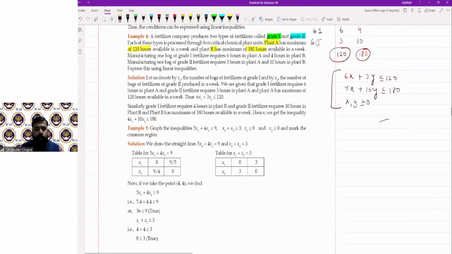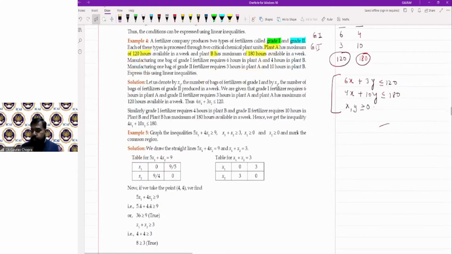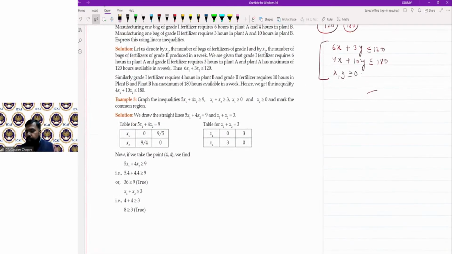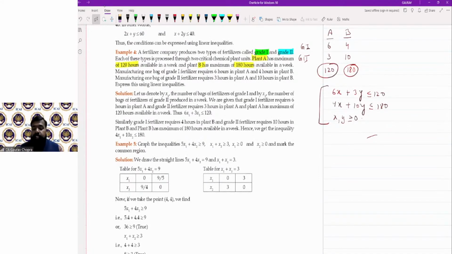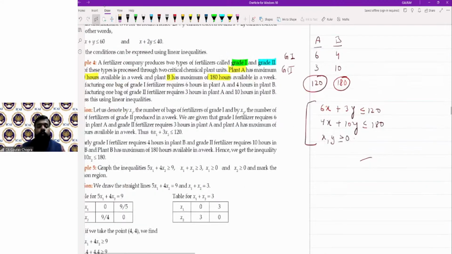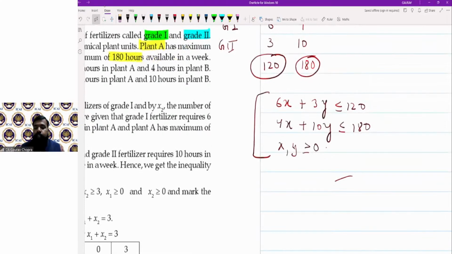Okay, so let's continue. Now there is one question from Pranav: why are we taking less than or equal to? See, less than or equal to means we can work up to 120. We can work up to 120, so that is why we have included equal to. It will make no difference if you only write less than, because we have to prepare the table and then mark the shaded region, so no need to worry. But yes, we have to include this equal to sign, because we can work up to 120 hours on that machine, and on the second machine up to 180 hours.